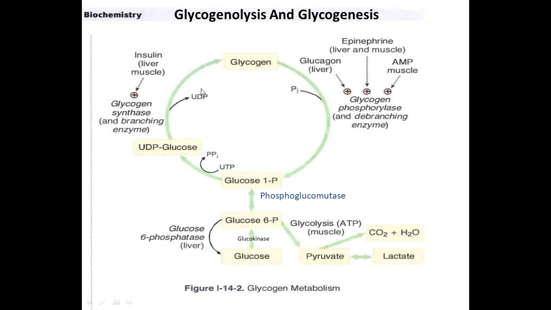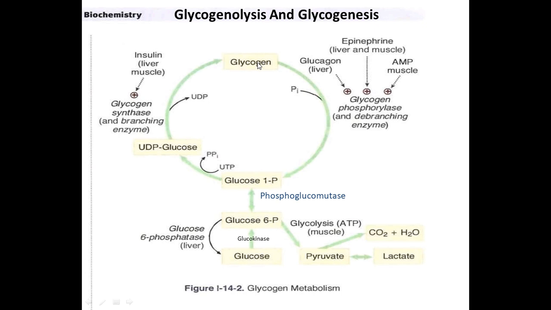Now, when the glucose level in the blood tends to drop, this enzyme is inhibited by the release of these hormones. So glucagon is released by the pancreatic cells, as well as the epinephrine. These two hormones tend to activate the enzyme glycogen phosphorylase, which is the main enzyme in glycogen breakdown.